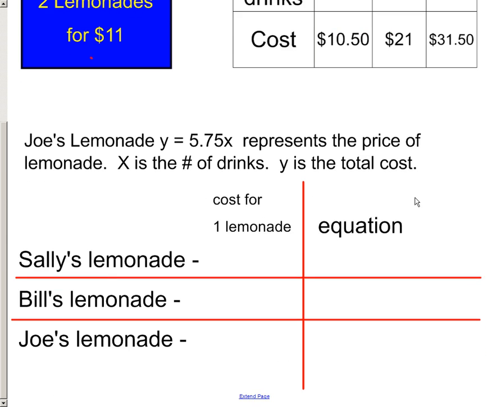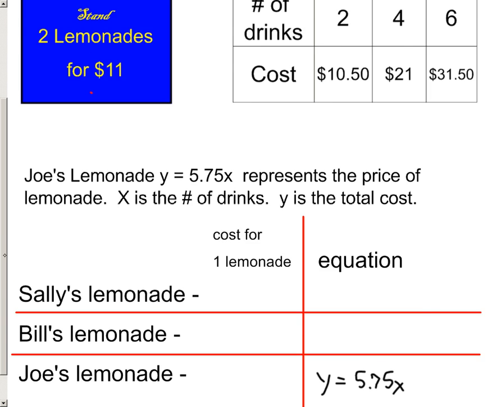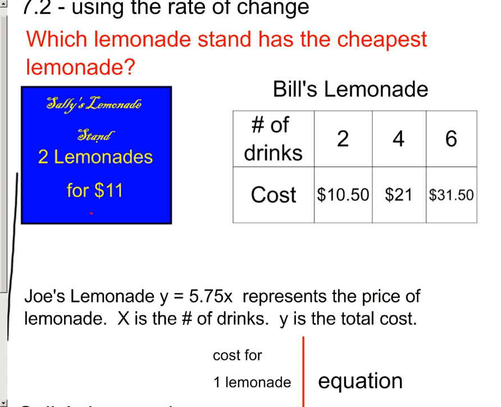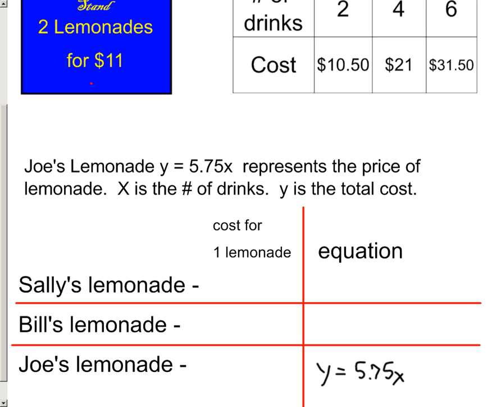I also want to go through and build equations from all three of these. Since Joe's equation was given to us as y equals 5.75x, we'll take a look at this one right here and just plug that in. Now let's go to Sally. Sally has two lemonades for $11. So if we divide 11 by 2, we quickly find out that we could get one lemonade for $5.50. So one down, two more to go.